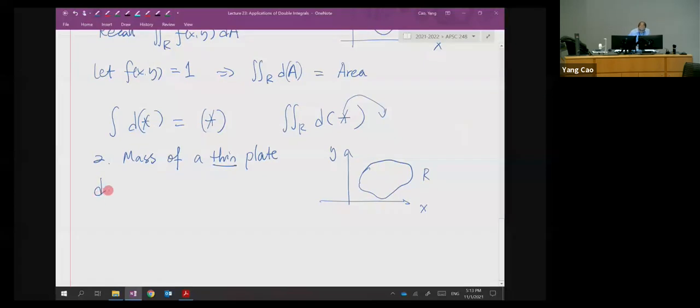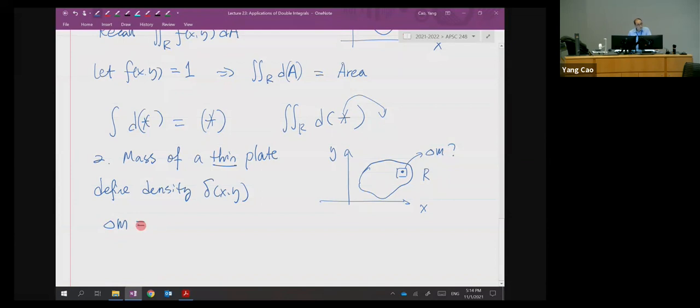Then we can define a density function. Let's define density function delta of x, y. So you pick a point within the region R, you plug into the density function, then you get a density value associated with that location. Then what we can do now is you pick a very small area around a certain location. So you're interested in what will be the small mass associated with that little patch. And that calculation is also very straightforward.